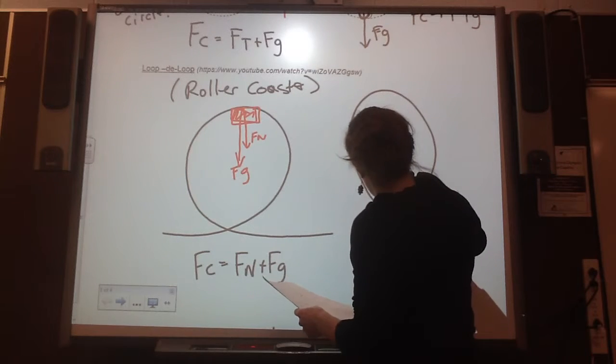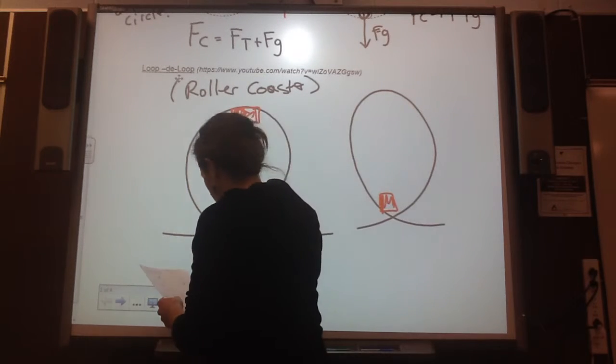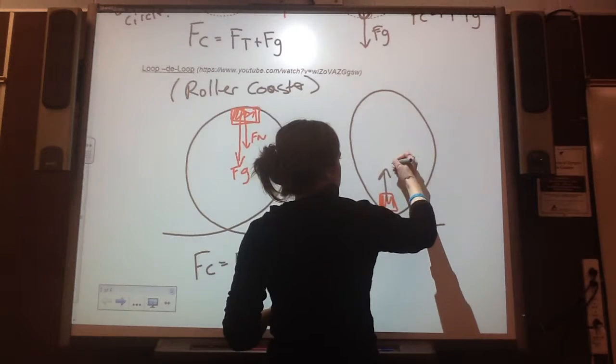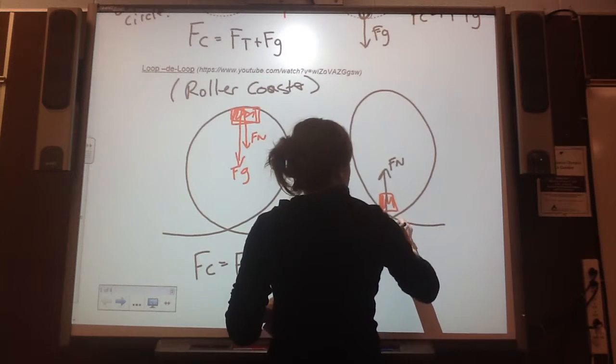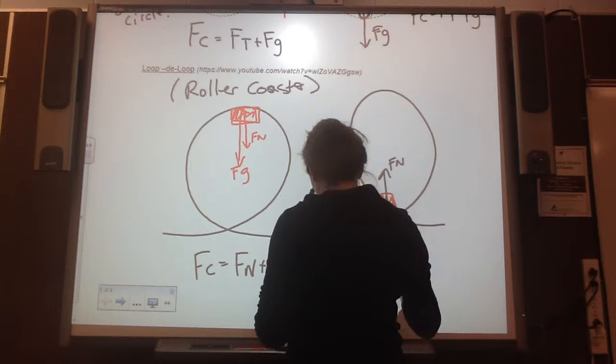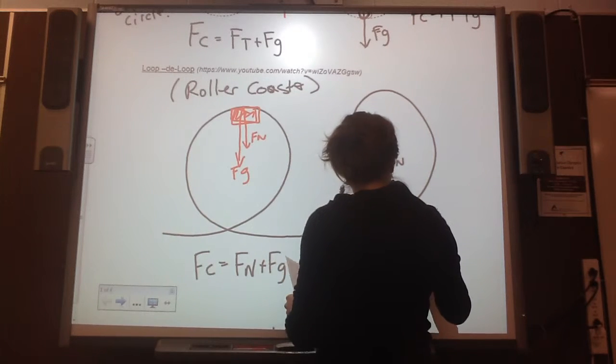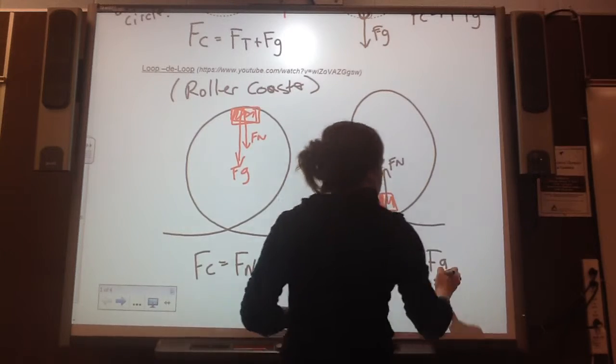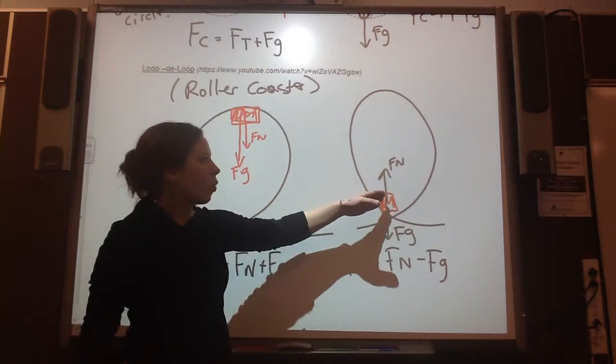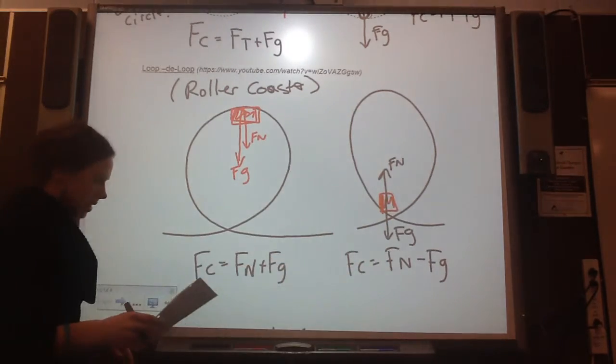Now if it's on the bottom, so say the car is on the bottom, Fn is perpendicular and Fg is down. So very similar to our other examples. So Fc then is Fn minus Fg, because anything that is going away from the center of the circle is negative.